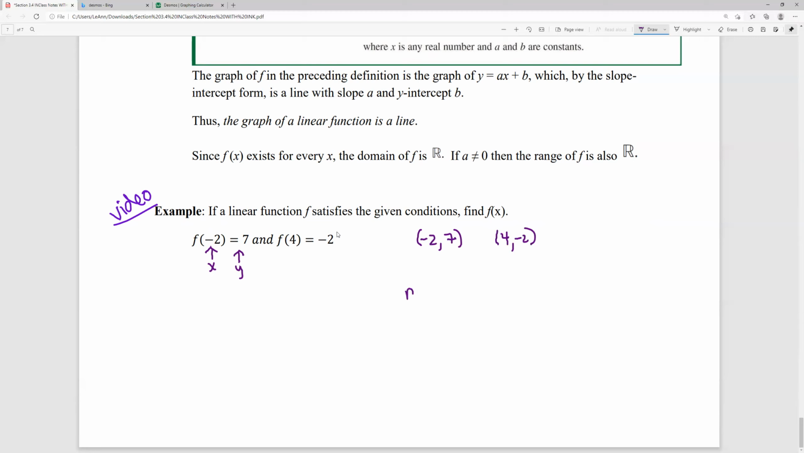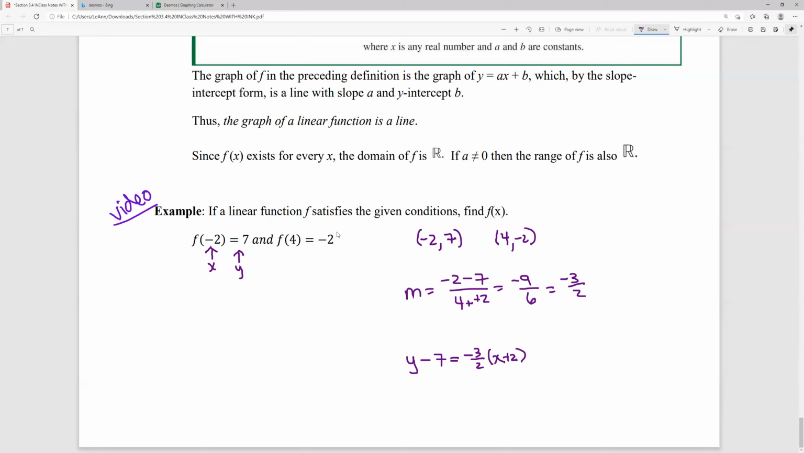So my slope would be negative 2 minus 7 over 4 minus negative 2. So that's going to be plus plus. So this is negative 9 over 6, which reduces to negative 3 halves. So there's my slope. I'm going to use my point slope formula. So y minus 7 equals negative 3 halves times x plus 2.